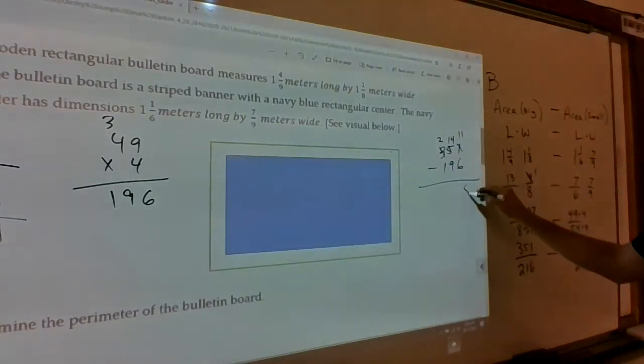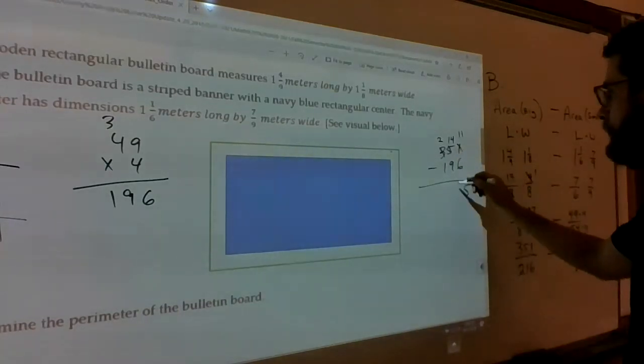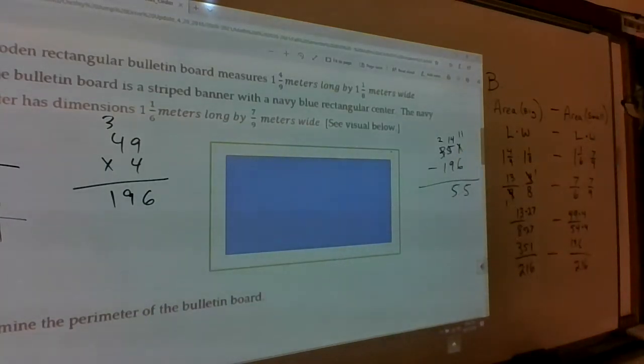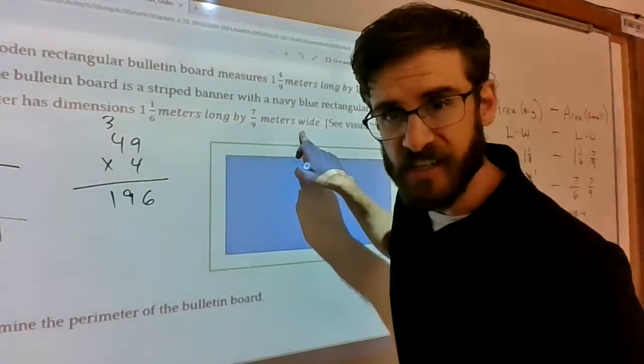So 11 minus 6 is 5, and then you got to take 1 away from the 5 here. It's going to go to 14. And then it's 1. So it's 155 over 216 for the striped area, which means it's going to be meters squared.